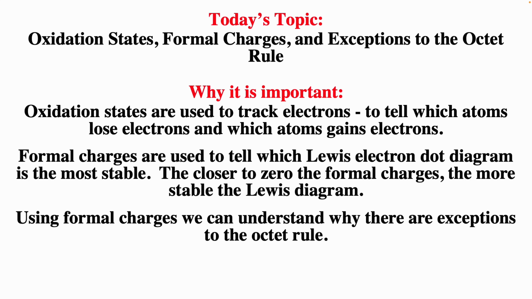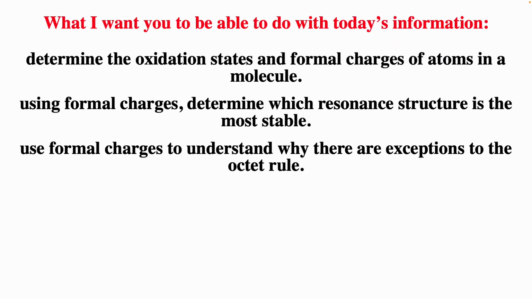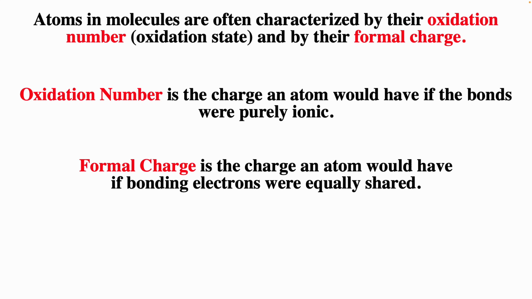Often, formal charges are a better criterion than noble gas configuration for determining the most stable Lewis diagram. Using formal charges, we can also understand why there are exceptions to the octet rule. After watching this video, you should be able to determine the oxidation states and formal charges of atoms and molecules. You should be able to use formal charges to determine which resonance structure or isomer is the most stable. You should also be able to use formal charges to understand why there are exceptions to the octet rule.